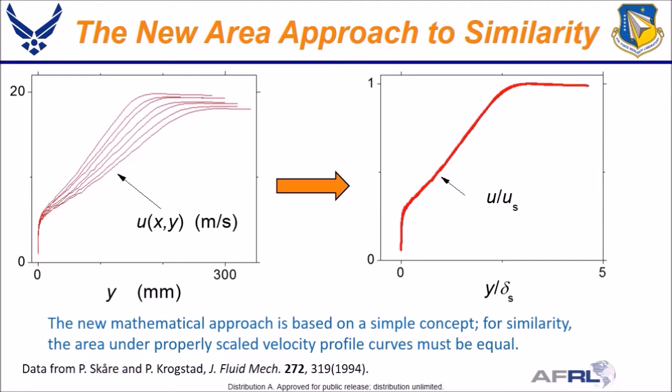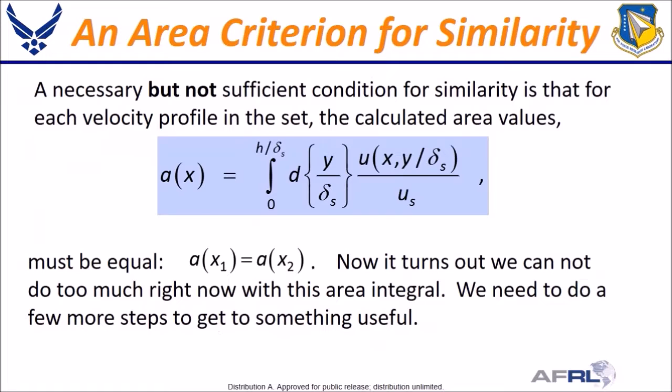Just as a preview of what's to come, this collapse was accomplished with U sub e and delta sub 1, where delta sub 1 is the displacement thickness. Our intent here is to prove that U sub e and delta sub 1 must be similarity scaling parameters. To do that, I want you to look at the scaled profile plot. Notice that the area under the curves will all be equal. This is important because we can describe this area mathematically. The area under the scaled profile is given by this equation.